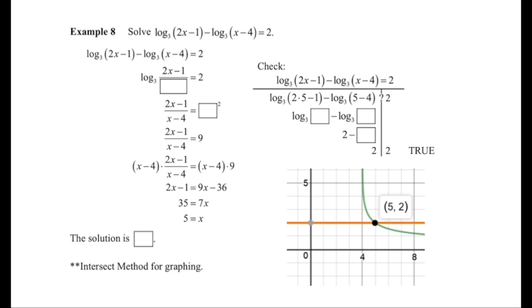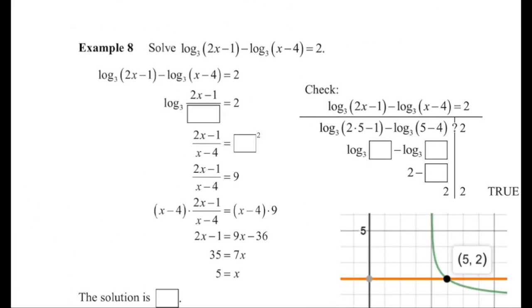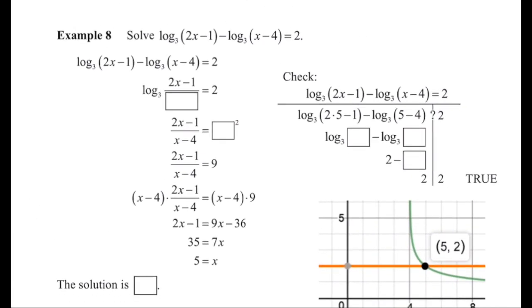We're going to use the subtraction rule, or the quotient rule: when we're subtracting logs, we're able to rewrite this using division, log base 3 of (2x minus 1) over (x minus 4). We can rewrite this as an exponent, taking 3 to the power of 2, which is equal to (2x minus 1) over (x minus 4). I know that 3 squared is 9.